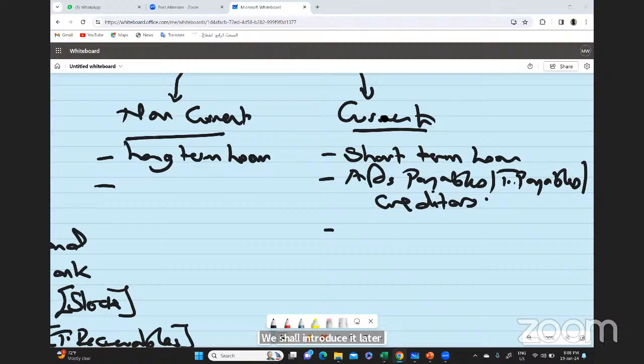Rental fees? No. Maybe when they accrue, when they are unpaid.